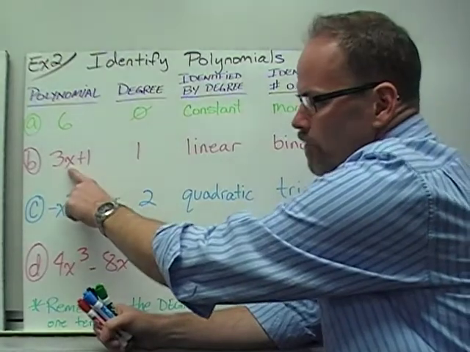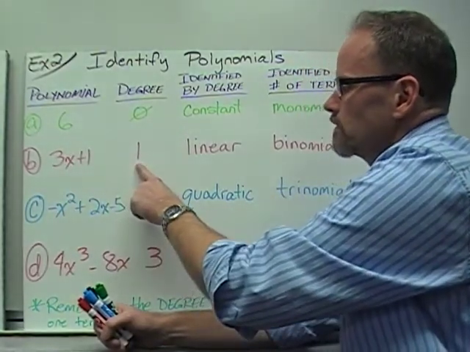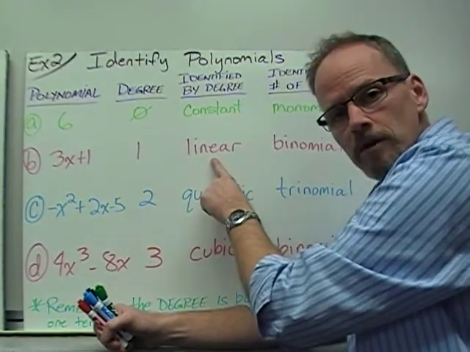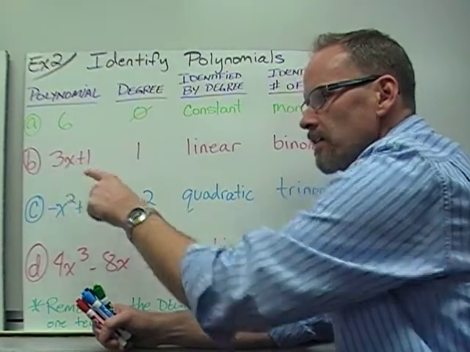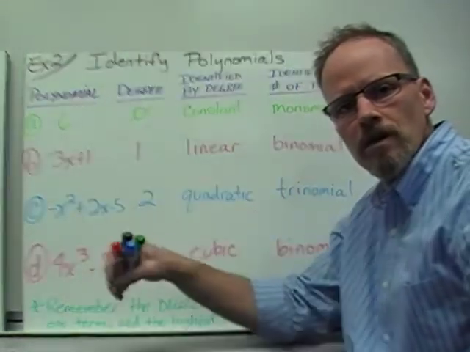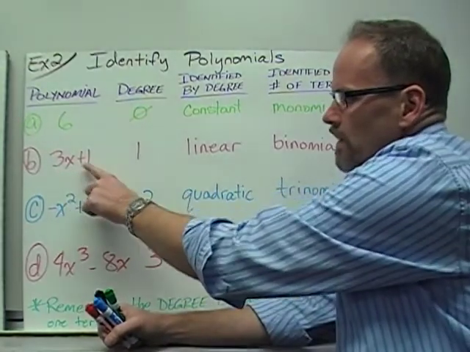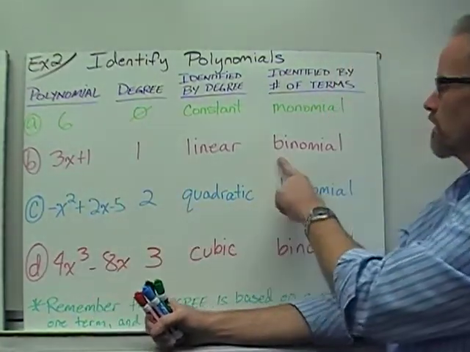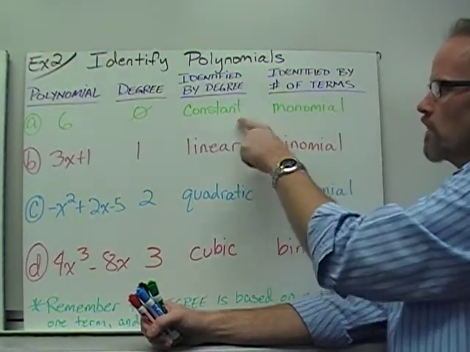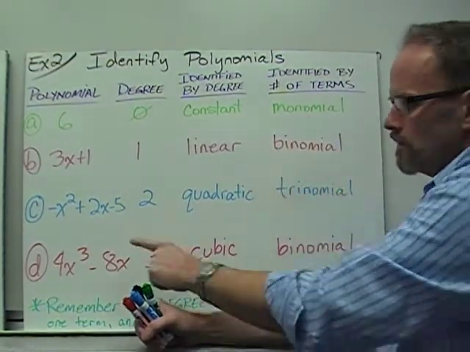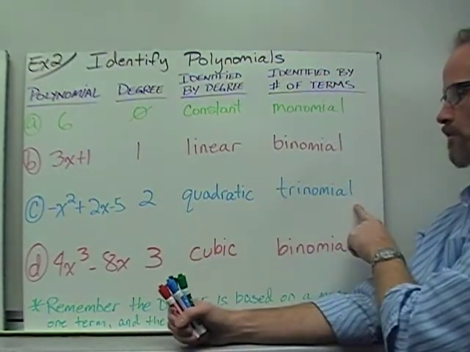In B, I've got 3x plus 1. I look at the variable right here and see that it's a power of 1, so my degree is 1. It's linear. Remember, how did I know it's linear? As long as the variables are to the power of 1, we're going to have a straight line. And then I have 1, 2 terms, so this is a binomial. First one was a monomial, this is a binomial. 1, 2, 3 terms, trinomial.